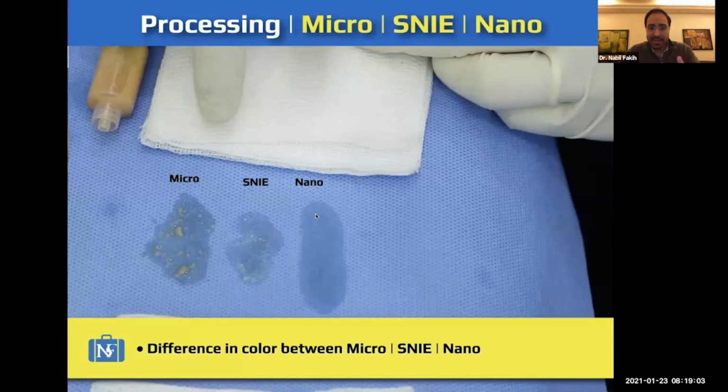I'm trying to be as straightforward as possible, because many of you would be new to nanofat technology, and others could be very expert. So I'm trying to stay in the middle so everyone can understand a bit. As you see, nanofat does not contain fat cells. SNIE, which is emulsified fat, contains some emulsified fat, and in microfat, we can find fat cells.